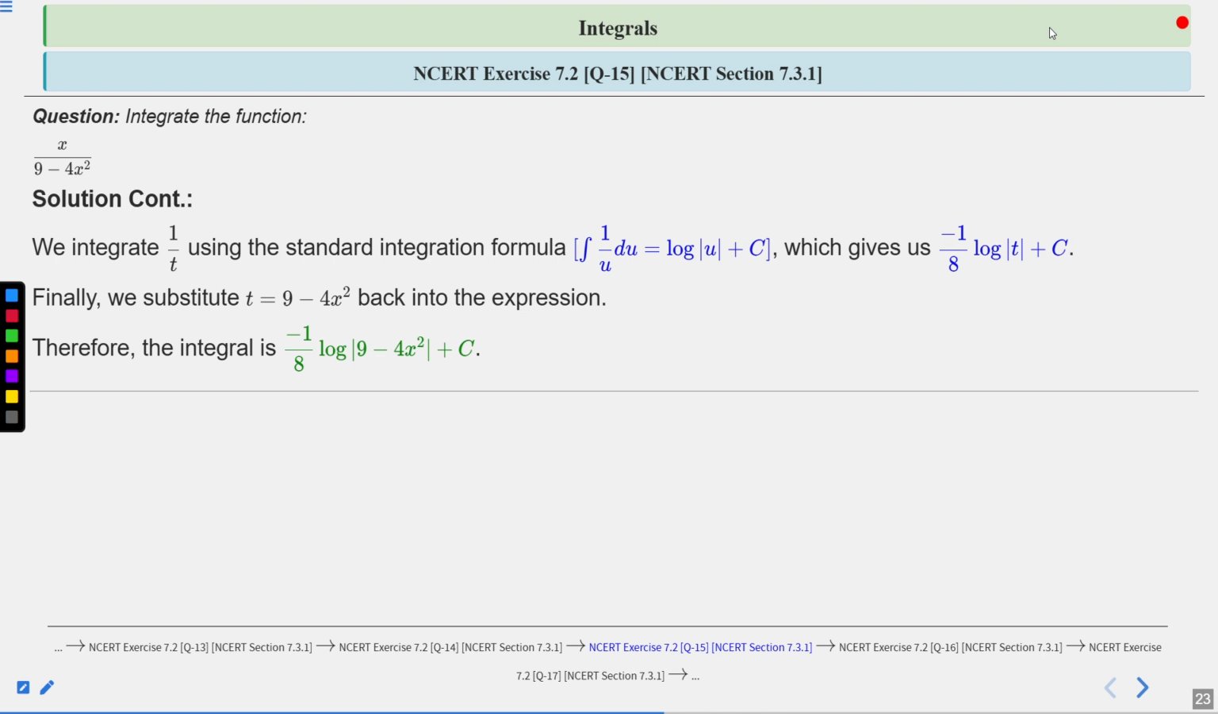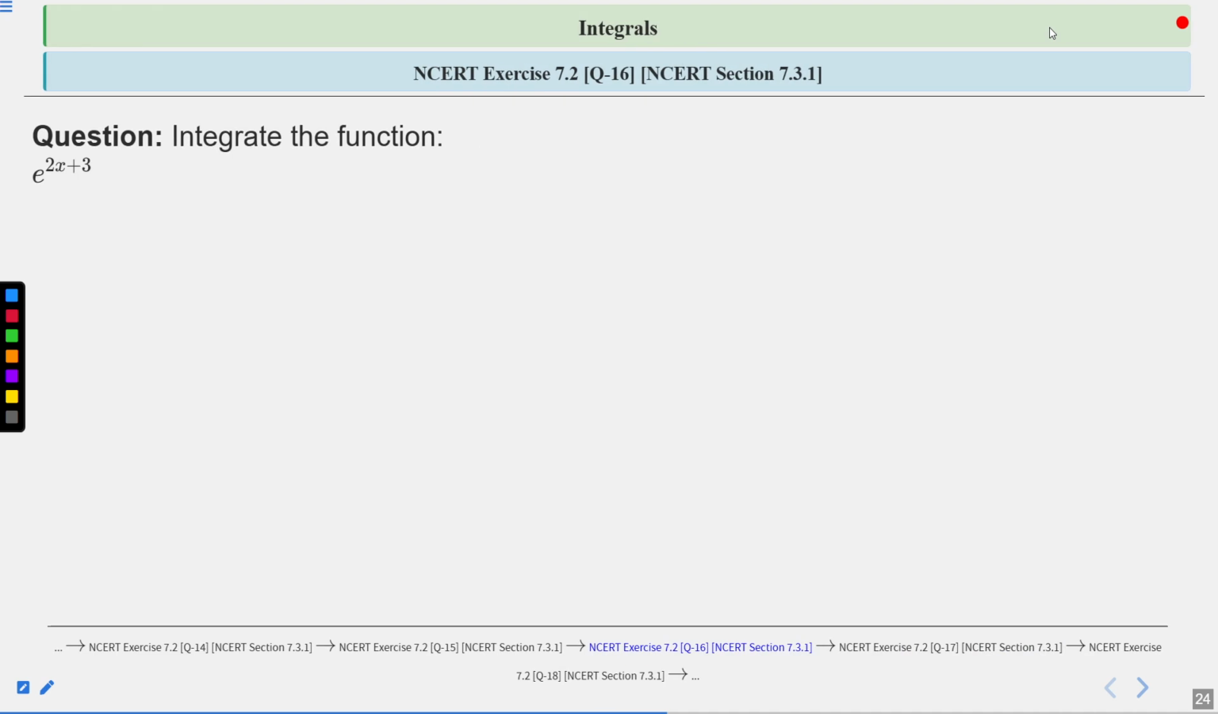Let us move to the next question. Next question is integrate the function, and the function is e to the power 2x plus 3. This question is basically NCERT exercise 7.2 question number 16. We need to integrate the function e to the power 2x plus 3, okay?